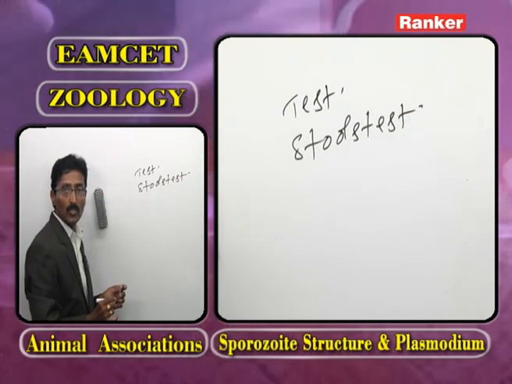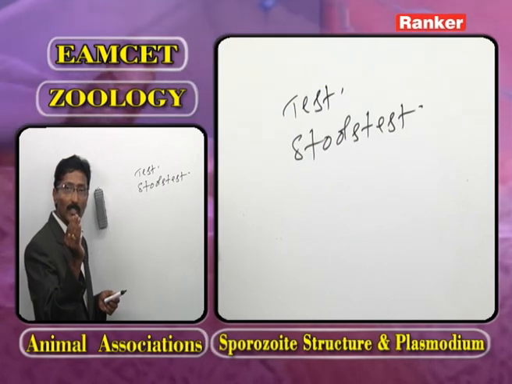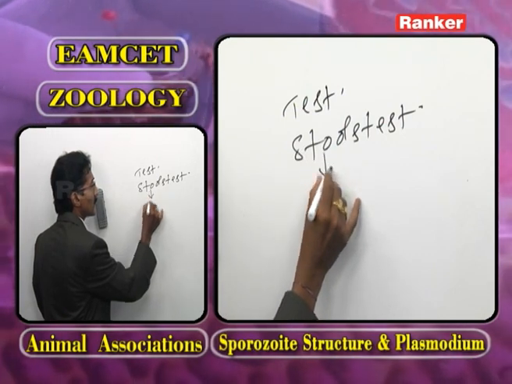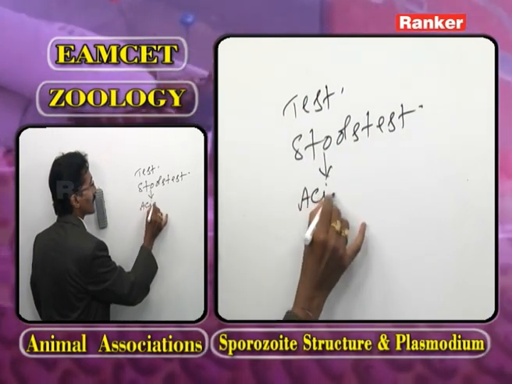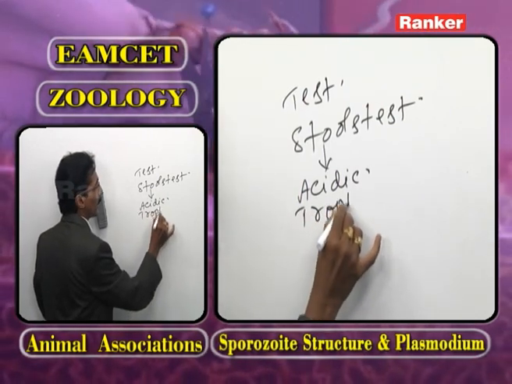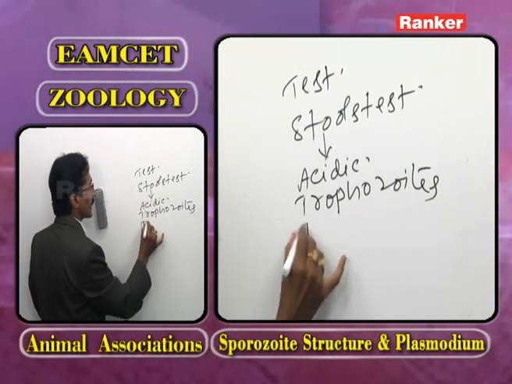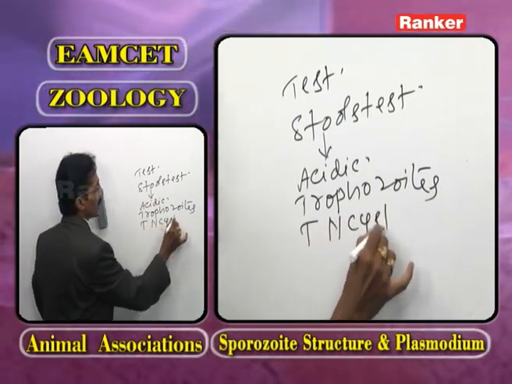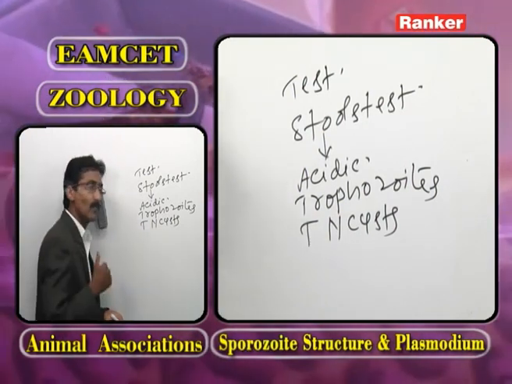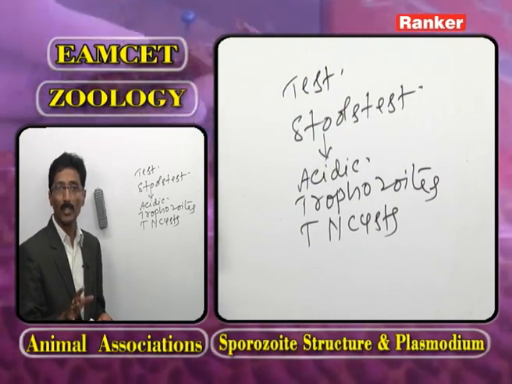What is the meaning of stools? Nothing but the fecal matter. Now the doctor examines the fecal matter of the patient. If the stools are acidic in nature, if trophozoites are present, if tetranucleated cysts are present, no doubt the patient has been suffering from what type of disease? That is amoebic dysentery or amoebiasis.